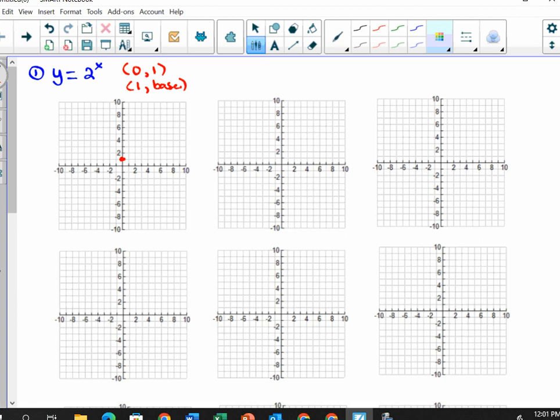Okay, back to our graphs, guys. So what was our base here? 2. So I'll have the point 1, 2. Every single time, 0, 1, 1 base, those are the only 2 points you have to use, okay? We also have a horizontal asymptote when we're graphing exponentials, and it always starts out just on the x-axis.